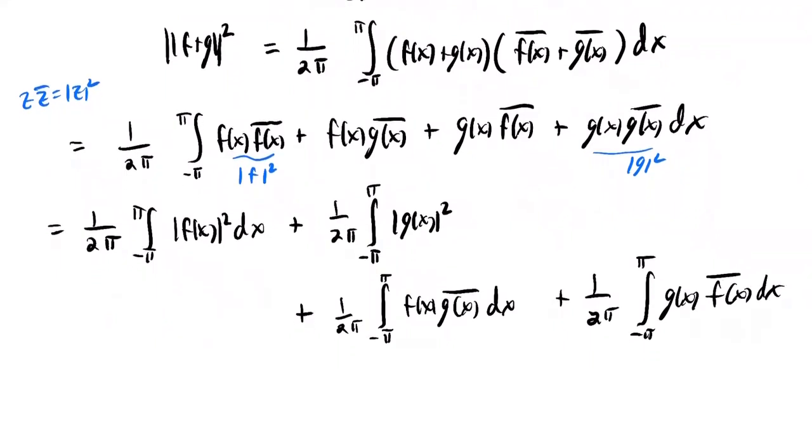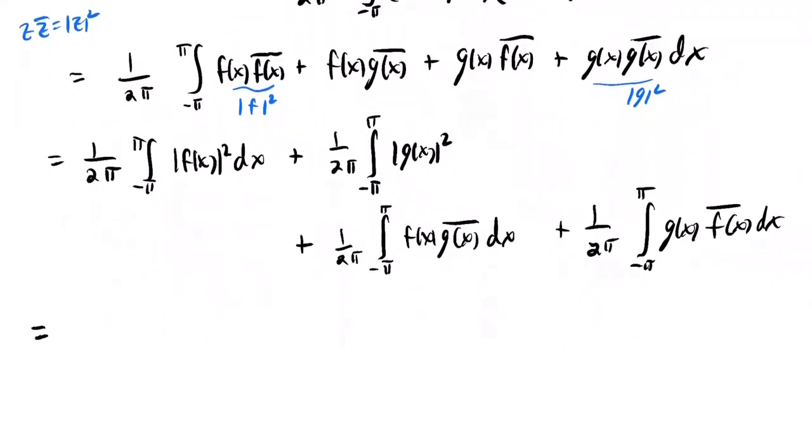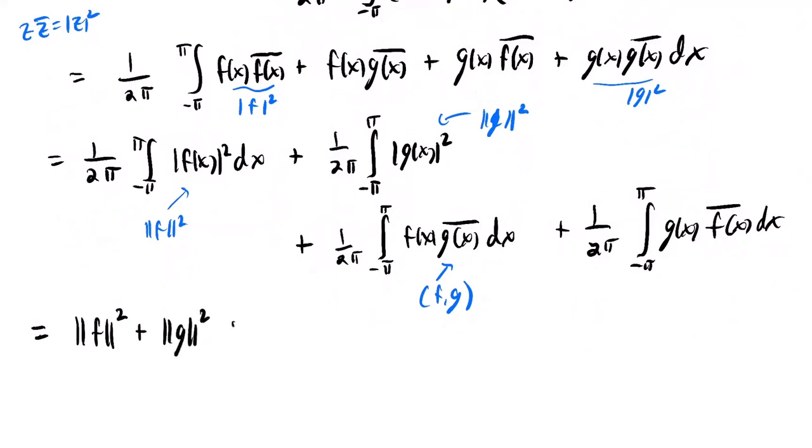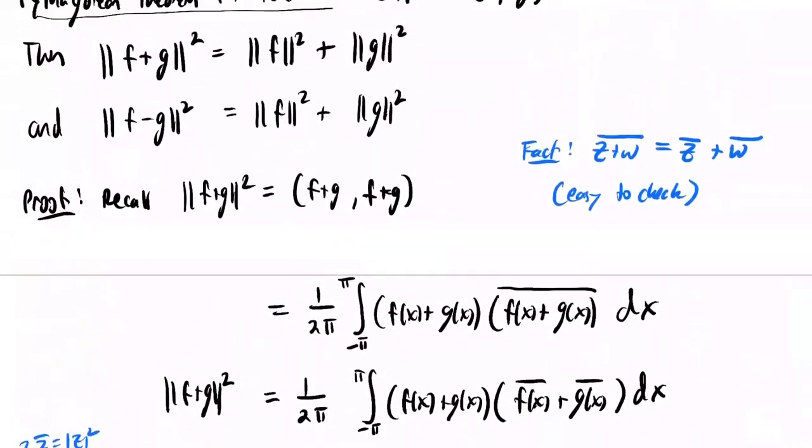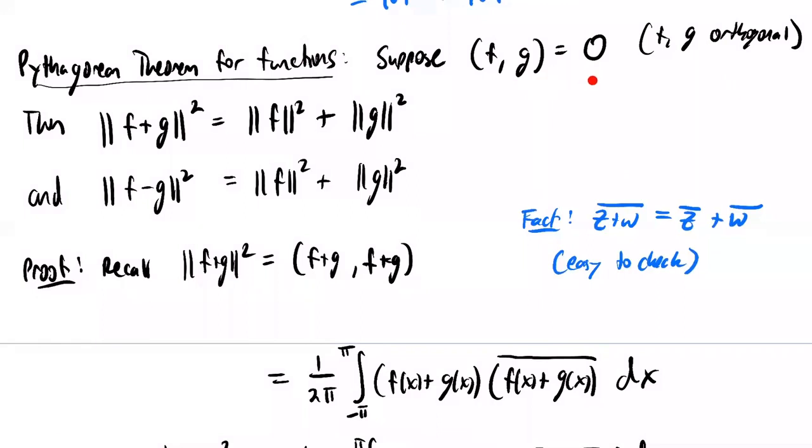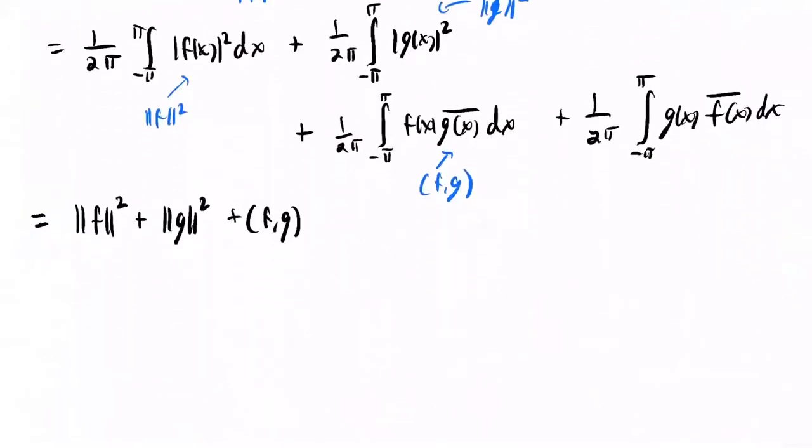And so now let me write this in terms of inner products. The first two quantities are the L2 norm of f squared and the L2 norm of g squared. And this is our inner product of f and g. And so the first three terms are equal to the norm of f squared plus the norm of g squared, and then plus the inner product of f with itself. But by hypothesis, these functions are orthogonal. And so in particular, we're assuming that this is 0, and so this is just going to be 0. And so finally, I just have to understand what is going on here?